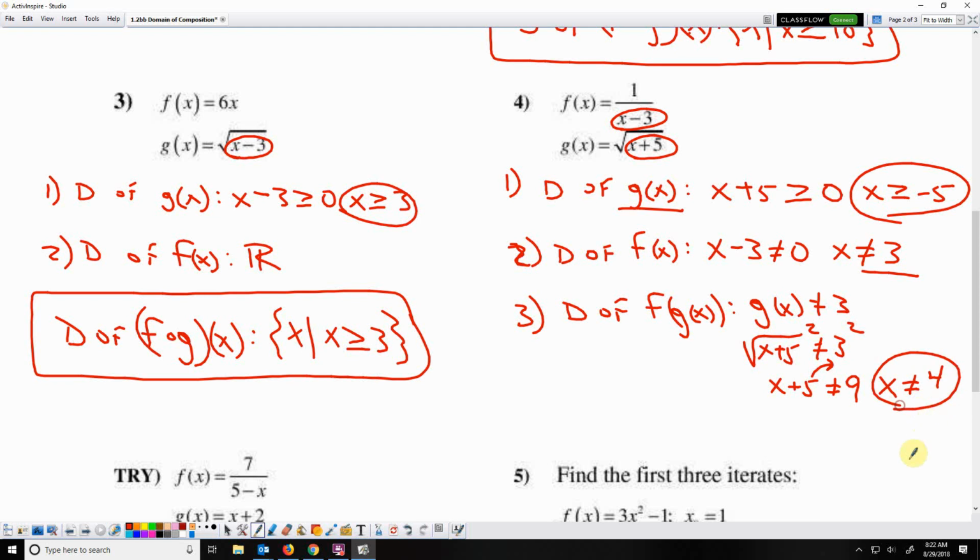And I'm going to circle that, and I'm using what I got in steps 1 and 3, the inner function and the composition. So the domain of f of g of x is the set of all x such that x is greater than or equal to -5, but x does not equal 4.